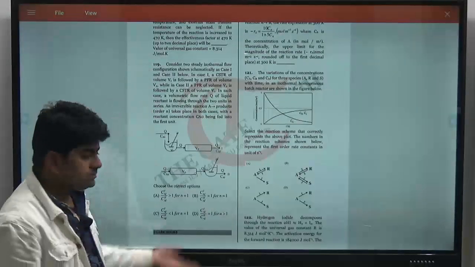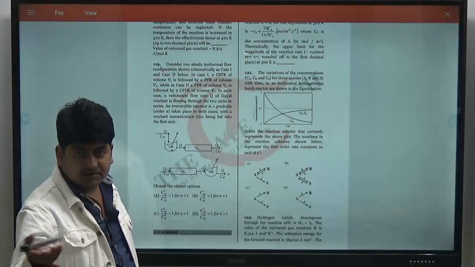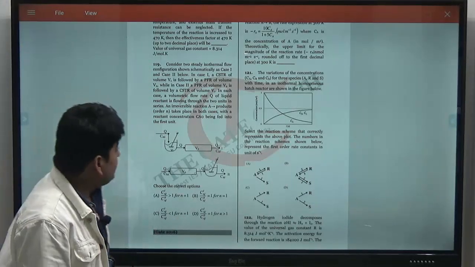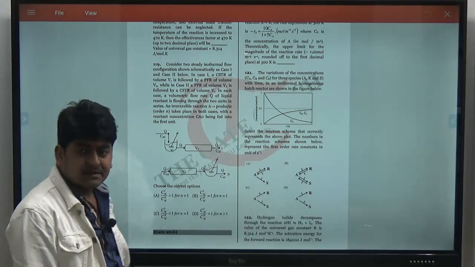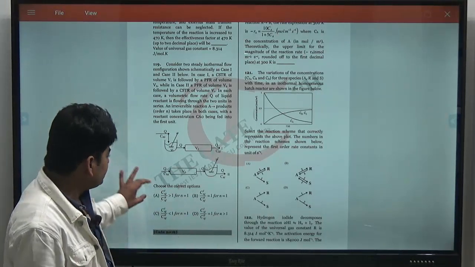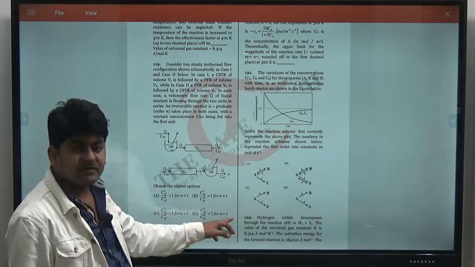Such a big question. See, on a computer screen you have to scroll it up at least 2 or 3 times to read this completely, only then you will be able to solve. And the other options you can also check.